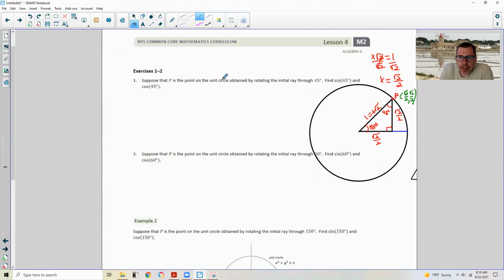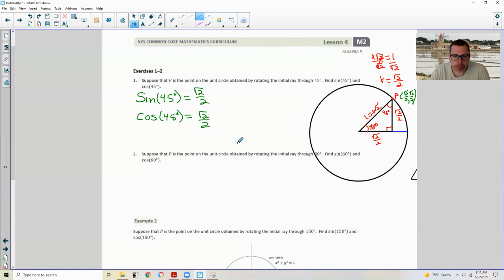So it says find sine of 45 degrees. Well, the sine of 45 degrees in the unit circle is the square root of 2 over 2. It's the opposite of this right triangle. The cosine of 45 degrees is the same, square root of 2 over 2, because sides are equal in a 45, 45, 90 triangle. The legs are equal.